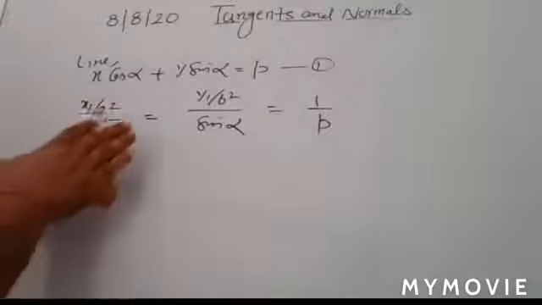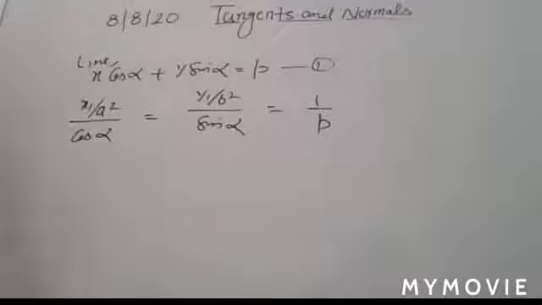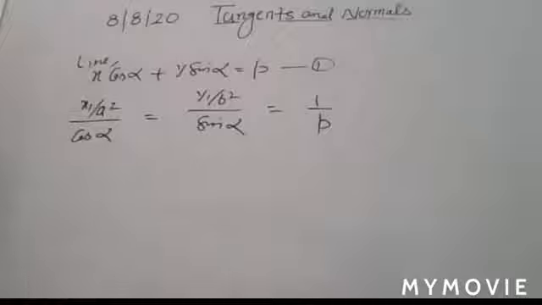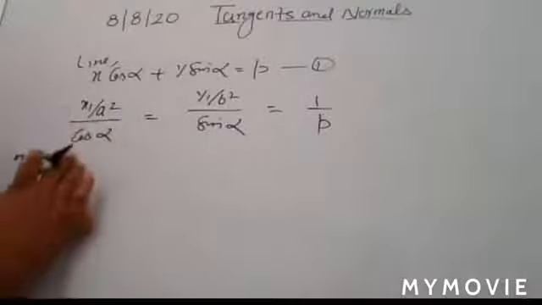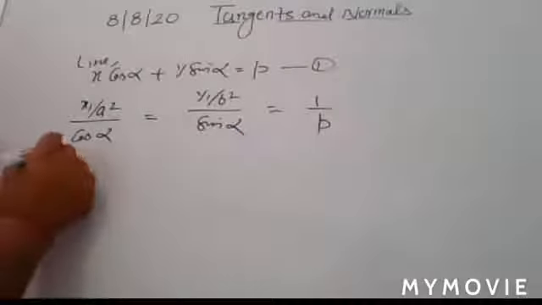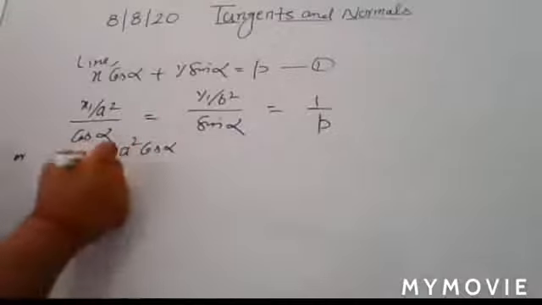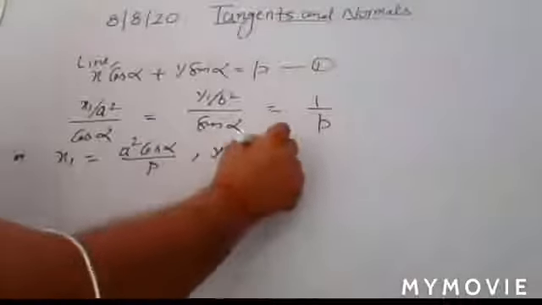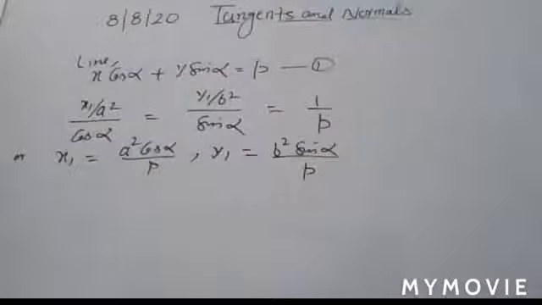Now with the help of that, you can either eliminate sine alpha and cos alpha, which is your first method, or put the value of x1 and y1 in the third equation. So here you have two methods to get your result. Okay, so I want to simplify here in this way. Taking first and third, you have x1 is equal to a square cos alpha upon p, and y1 is equal to b square sine alpha upon p. Understand? So that gives the value of x1 and y1.